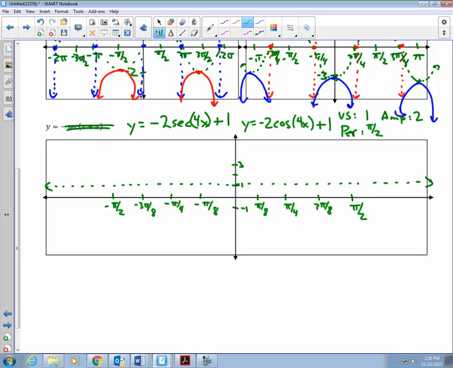Where do I start this? Do I start at -1, +1, or +3? -1. Why? Because it's cosine, so cosine starts at the maximum or the minimum. Because it's negative, it's going to start at the minimum here. Then I go up, continuing to make that ghost graph.